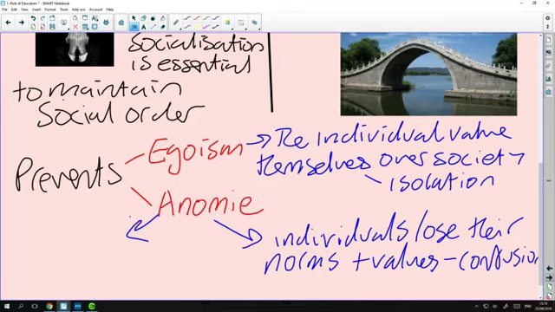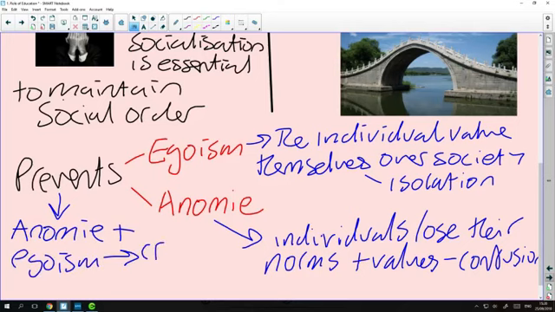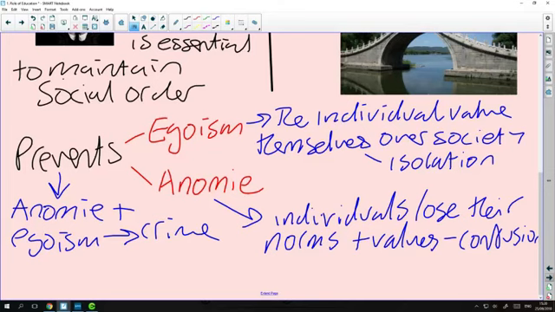The problem is if education didn't prevent these things, that could lead to a lot of social problems. Because if it doesn't prevent these things, anomie and egoism, last part of the lesson, anomie and egoism could lead to crime. But even worse, if we don't regulate these things, not only can it lead to crime, but it could also lead to something called suicide too, which is actually something that Durkheim specialised in. If you want to know more about that, you'll study it in year 13. Once you've done that, everyone, that's the end of the session.